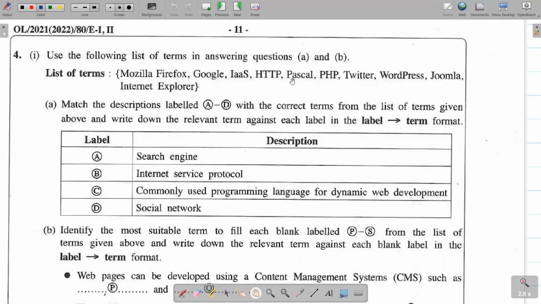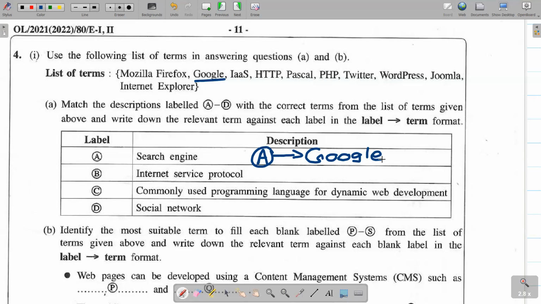Right. So the fourth one, use the following list of terms in answering the question A and B. So the list of terms is given. Match the description labels A to D with the correct term. So they say label to term. Again, the label to term is to be written. So in label A, search engine. So label A goes with what? Google is a search engine. Right? Google Chrome is a browser. Mozilla Firefox, it's a browser. Internet Explorer, it's a browser.